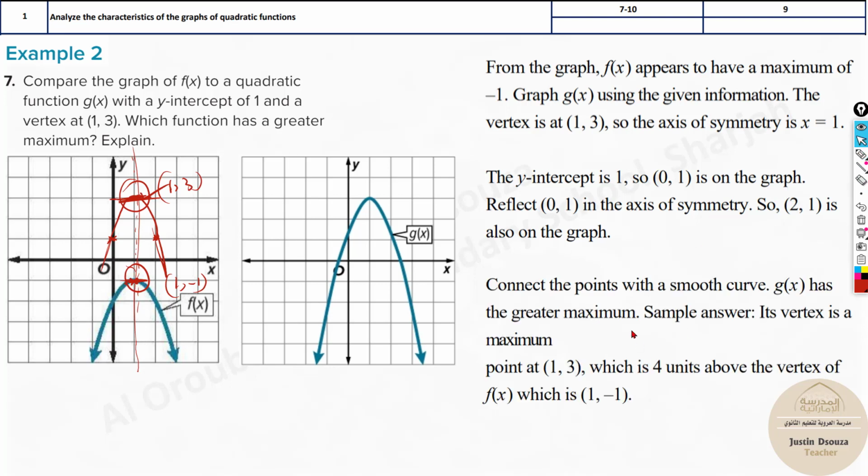If you understand how to graph, that's more than enough. They might just ask you which is having the... because it's MCQ, we can't predict what exactly they might ask. Anything can be asked. They might ask you the maximum point, which is having a higher vertex, or what is the axis of symmetry, anything. But the greater maximum is by the g of x graph, this one which we drew.